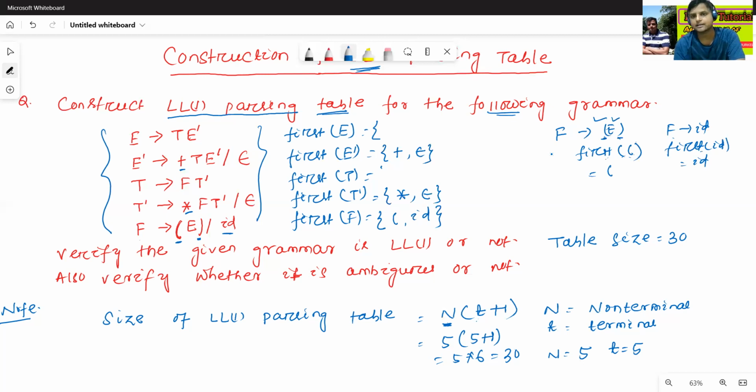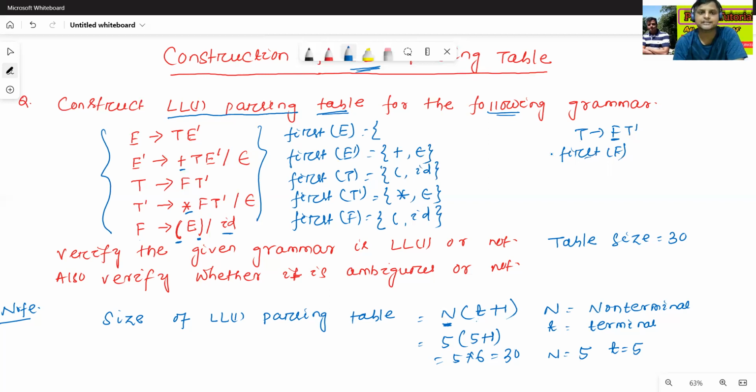Then we'll find first of T. T goes to F T prime. So first of T is nothing but first of F. First of F equals open bracket and ID. First of F does not contain any epsilon. So first of T is open bracket and ID.